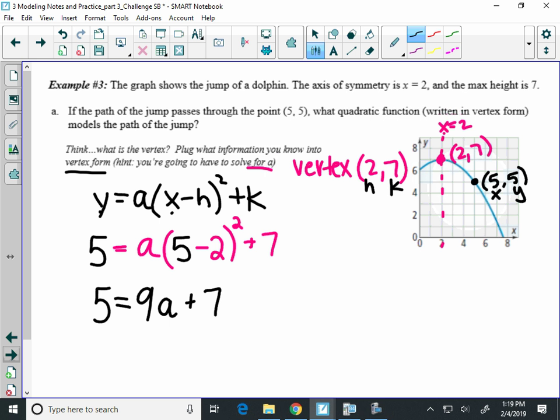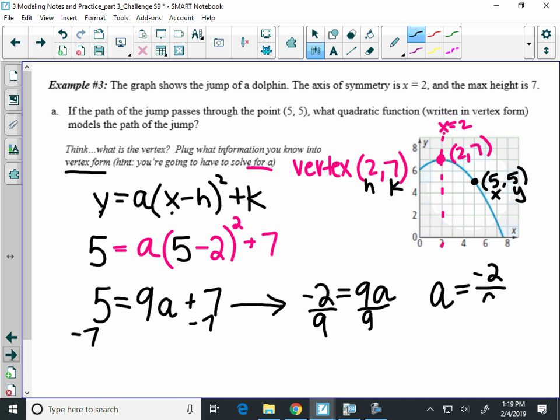You could probably do it, but they'd have to tell us. They'd have to say, like, this is a horizontal compression, so put a in the parentheses or something. No. Yes? Yep, you'd subtract 7. I'm going to scoot this over here. So I have negative 2 equals 9a, and I divide by 9. So that gives me that a, my leading coefficient, or my vertical compression here, is negative 2 over 9.